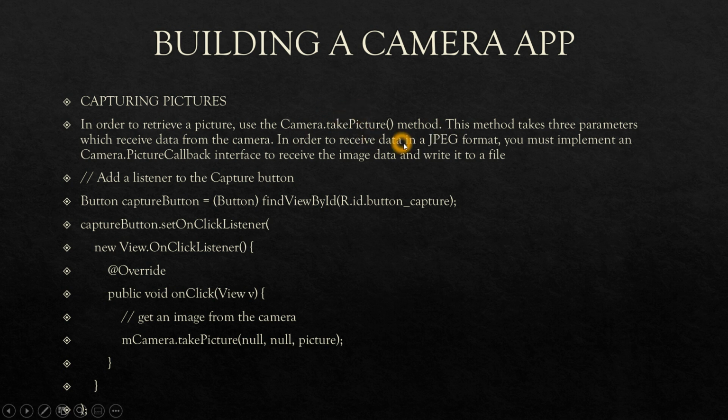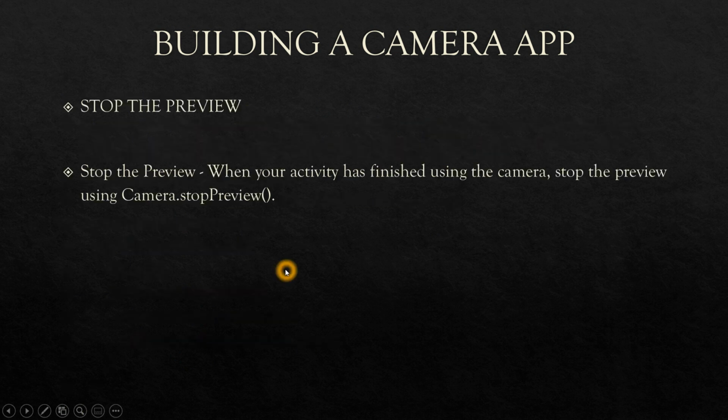If you want to receive data in JPEG format, then you can use camera picture callback functions. Here I'm having a button view. On click of that button, I'm calling this take picture function. So just remember, take picture is the important function which will help us in capturing the images. We have captured the images now. Now we have to stop the preview, using the camera dot stop preview function.